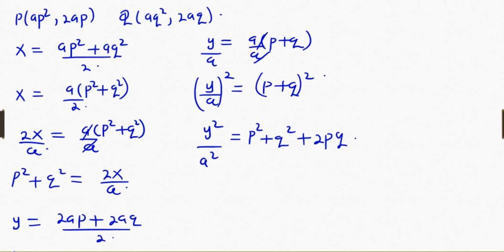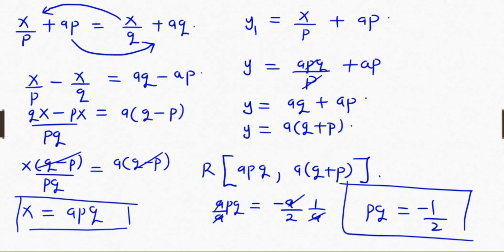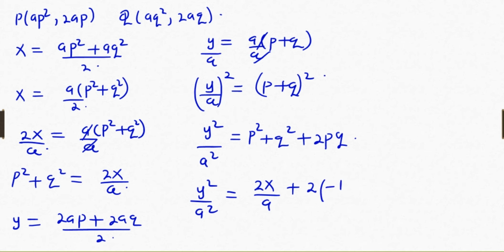But don't forget that we said p squared plus q squared is equal to 2x out of a. So we shall have y squared out of a squared is equal to 2x out of a, then plus 2pq. We also noted that pq is equal to negative 1 out of 2. So this is negative 1 out of 2. This 2 cancels with that, and we shall have y squared out of a squared is equal to 2x out of a, then minus 1.